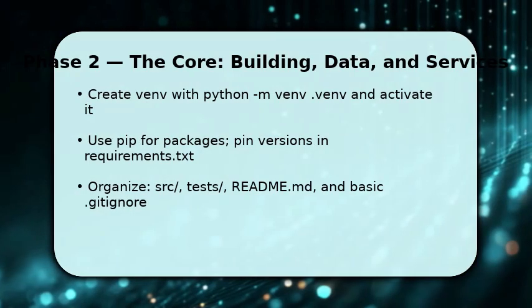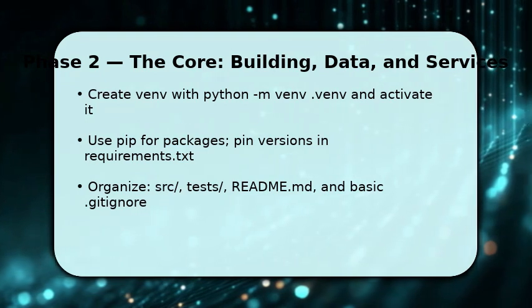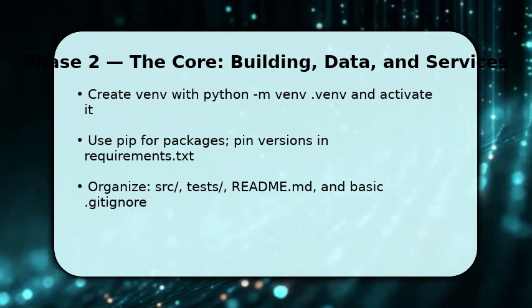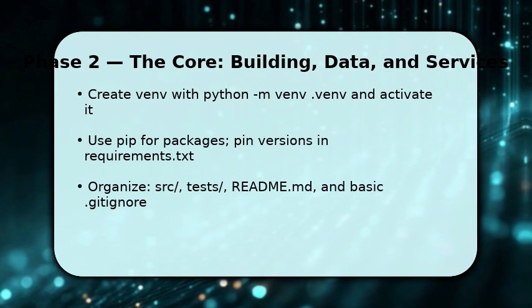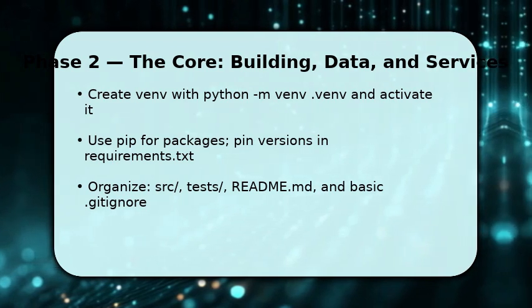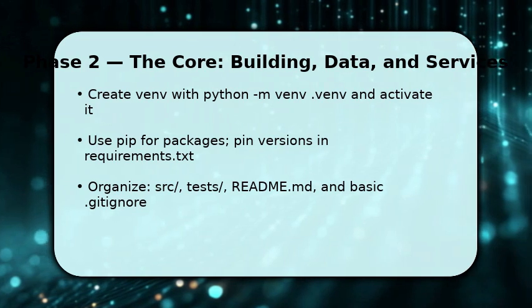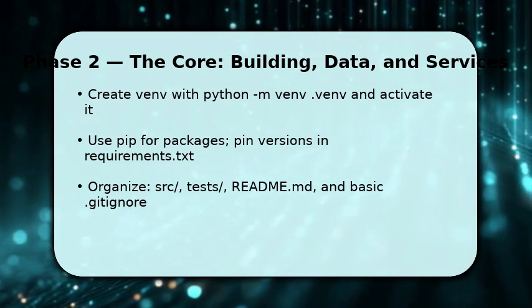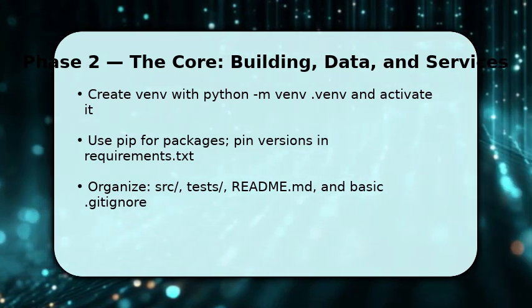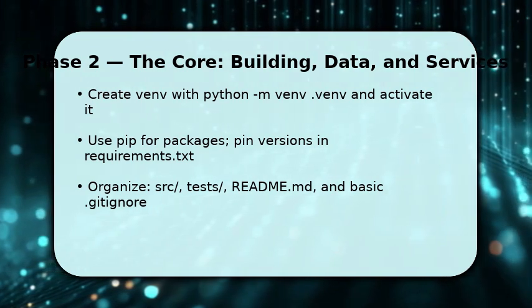You now structure your workspace and manage dependencies so growth is safe. Create a virtual environment with python -m venv .venv and activate it. This isolates packages per project. Install libraries with pip, then freeze versions into requirements.txt so builds are reproducible.